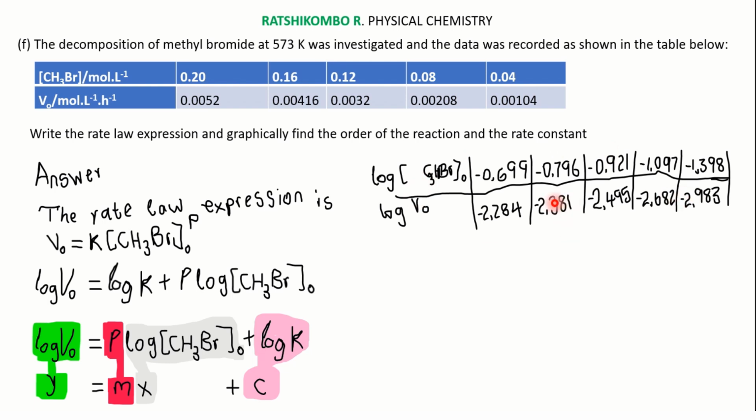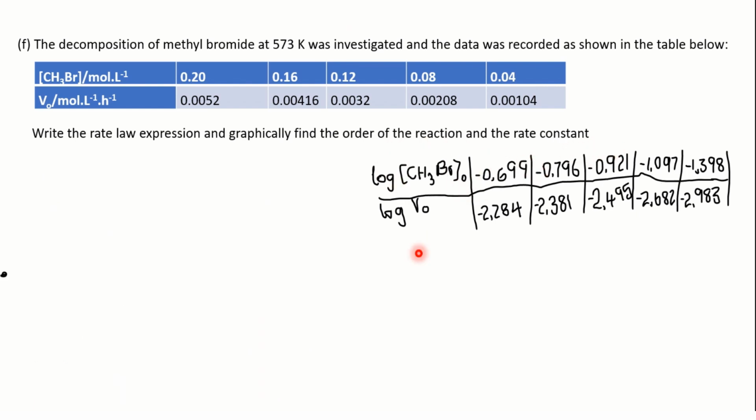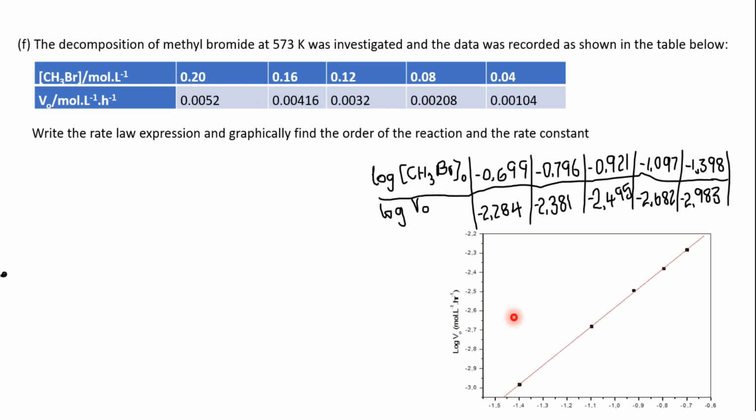So what is left is only to plot this graph, whereby this part will be on your y-axis, and this top part here will be on the x-axis. From there, let's delete that part. We are going to plot. We just plotted here. So this is our graph. It's going to look like this, whereby log v0 is going to be on our y-axis here, as you can see.